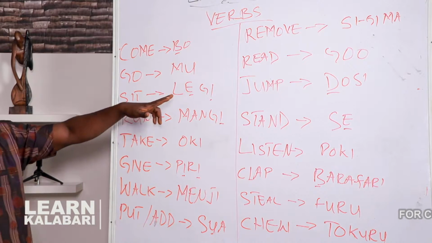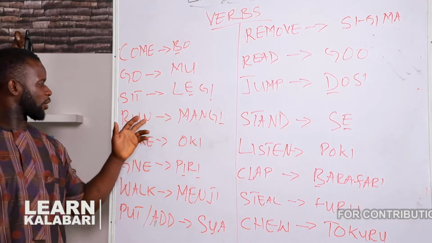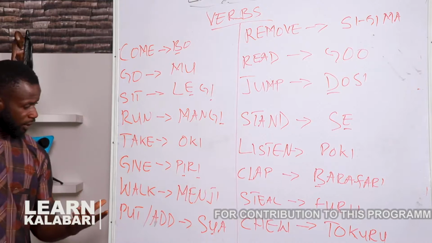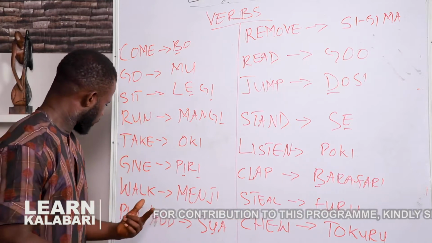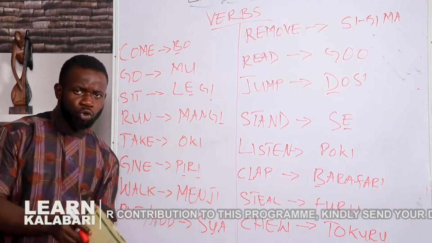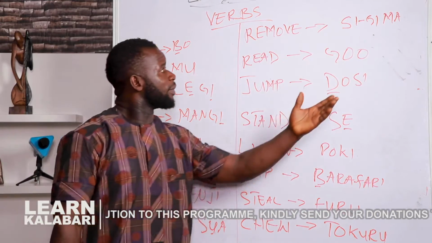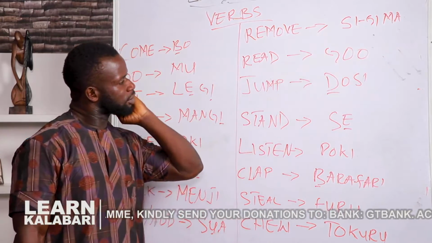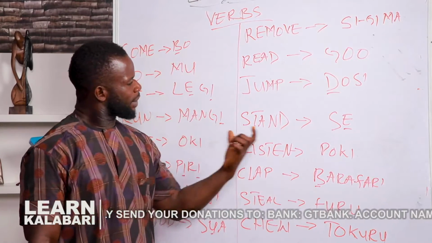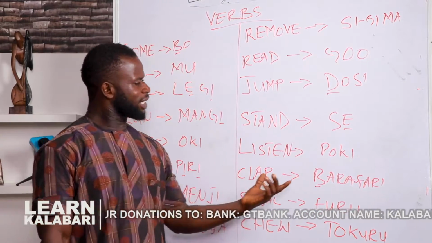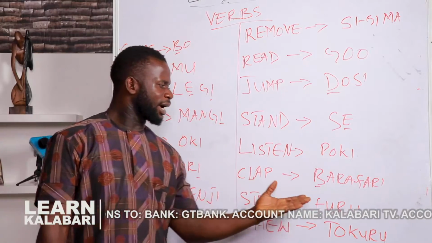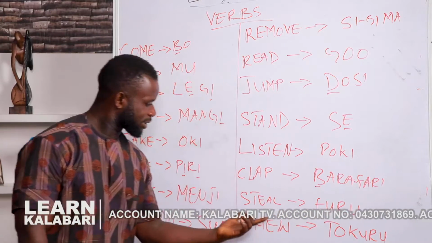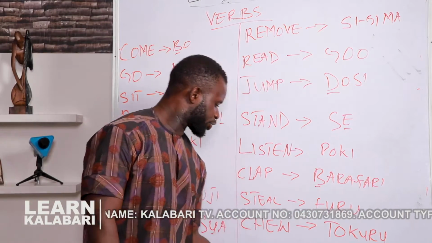Begin take a bow bag, come. Begin take a move bag, go. Begin take a legge by, sit. Begin take a mange by, run. Begin take a okay by, take. Begin take a pere by, give. Begin take a menje by, walk. Begin take a swa by, put, to add. Begin take a sigima by, remove. Begin take a go by, read. Begin take a dozi by, jump. Begin take a say by, stand. Begin take a poki by, listen. Begin take a parafari by, clap. Begin take a furu by, steal. Begin take a tokuru by, shoe.